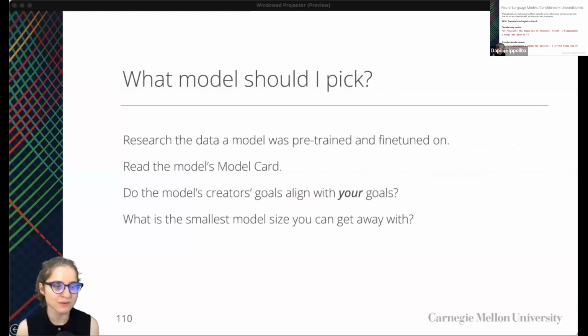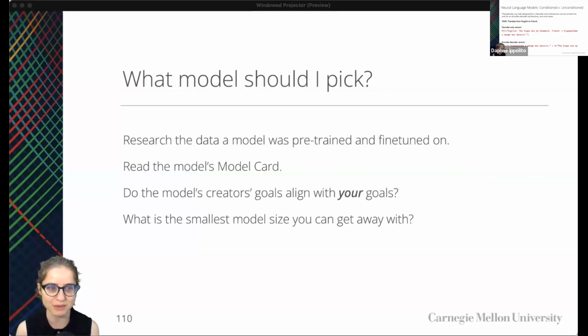So what model should you pick for your task? Well, the first thing you should do is research the data a model was pre-trained and fine-tuned on. Most people who release models release something called a model card, which is a brief one-page summary of their model and everything you need to know about it. So you should read the model card.